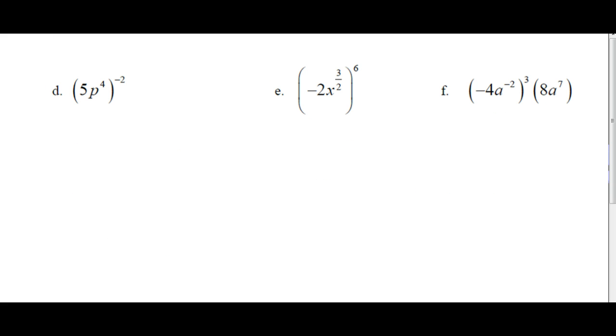All right, let's keep going. 5p to the 4th, to the negative 2. So what's that going to be? It's 5 to the negative 2, right? P to the what? It's a power to a power. What do you do with the exponents? Multiply them. So what's 4 times negative 2? Negative 8.